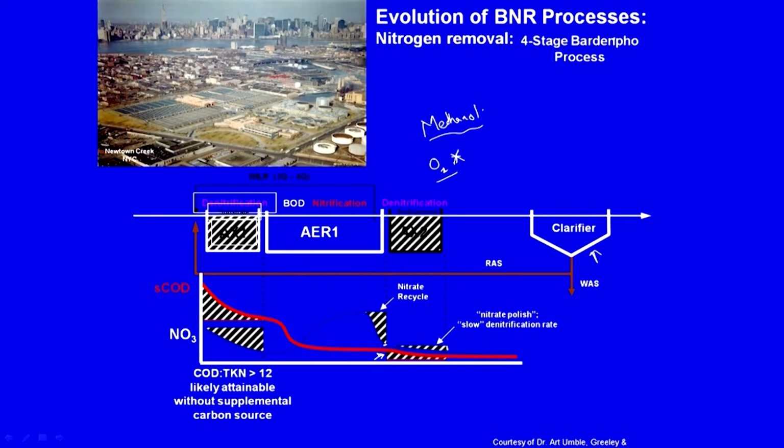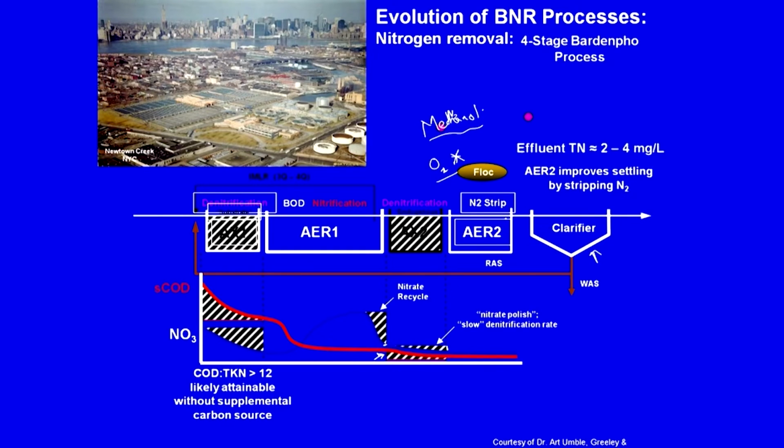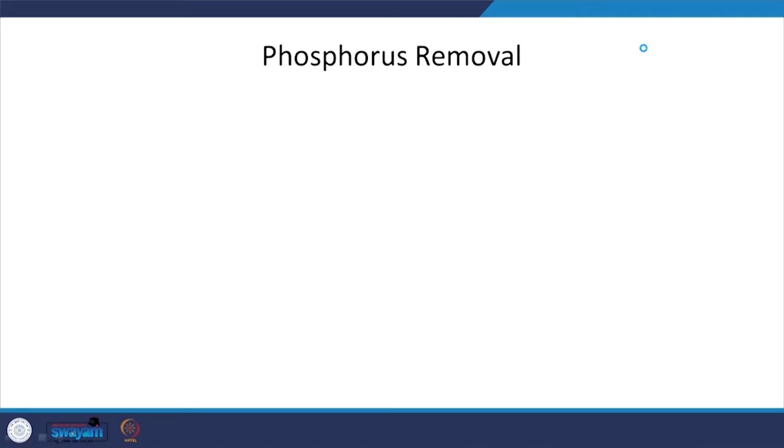So, this is the 4-stage Bardenpho process, right. Okay, then aeration to strip your nitrogen. So, aeration here improves settling by stripping nitrogen. So, nitrogen gas will have to be removed. So, you will bubble air through it, and that will strip the nitrogen from your system. So, here much lesser total nitrogen, 2 to 4. This is now being, I guess, used especially in cases where nitrogen is an issue, right. So, let us move on.